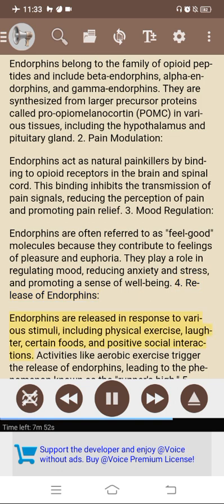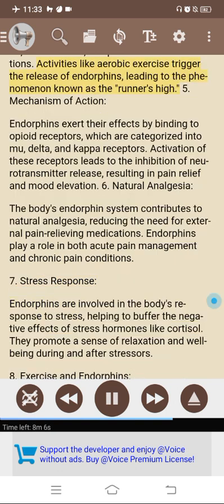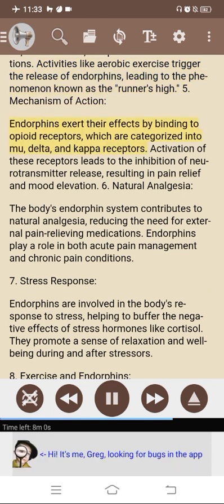4. Release of endorphins. Endorphins are released in response to various stimuli, including physical exercise, laughter, certain foods, and positive social interactions. Activities like aerobic exercise trigger the release of endorphins, leading to the phenomenon known as a runner's high. 5. Mechanism of action. Endorphins exert their effects by binding to opioid receptors, which are categorized into mu, delta, and kappa receptors. Activation of these receptors leads to the inhibition of neurotransmitter release, resulting in pain relief and mood elevation.